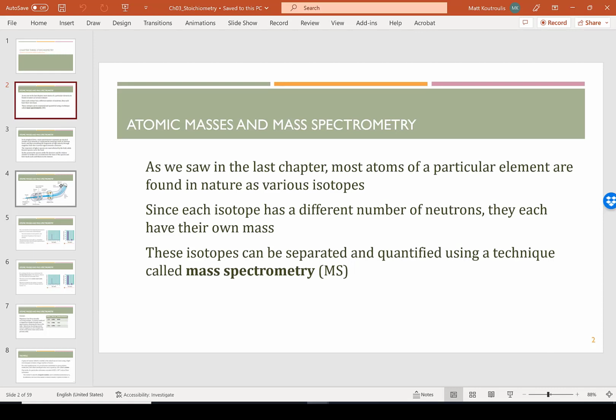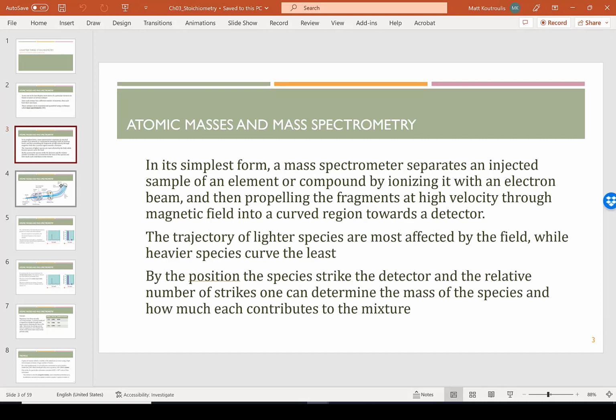So the way we figure out the amount of these isotopes and what their masses are is we use an instrument called a mass spectrometer. And so we use mass spectrometry. In its simplest form, what a mass spectrometer does is it takes a sample. In this case, we would take a sample of an element, a pure element. We would put it in water or an appropriate solvent, and we would then inject it into the mass spectrometer.